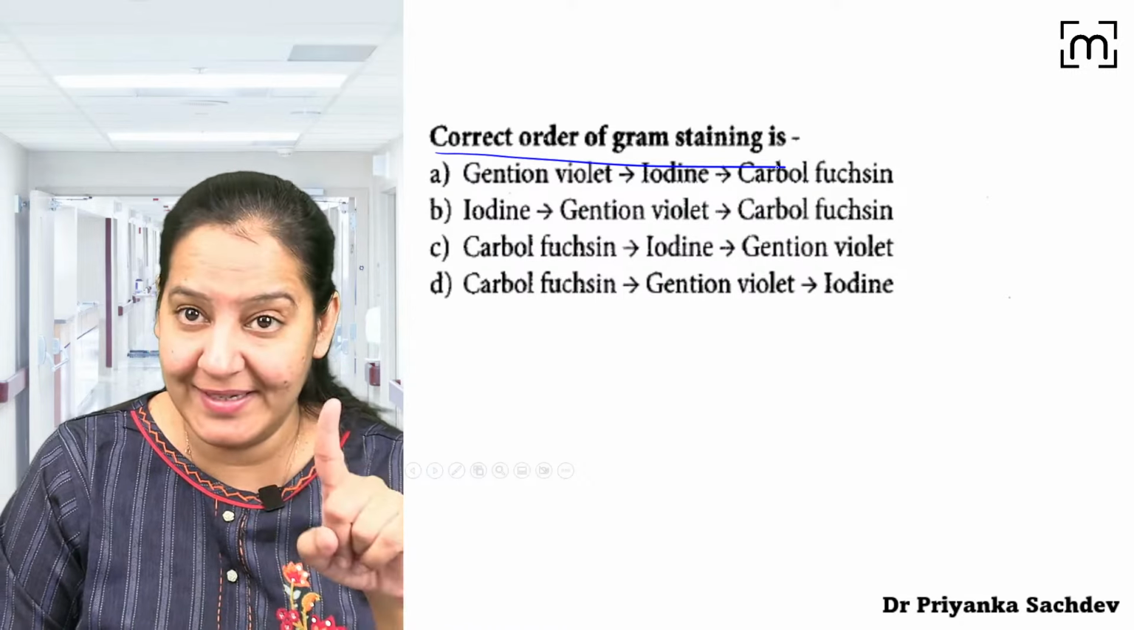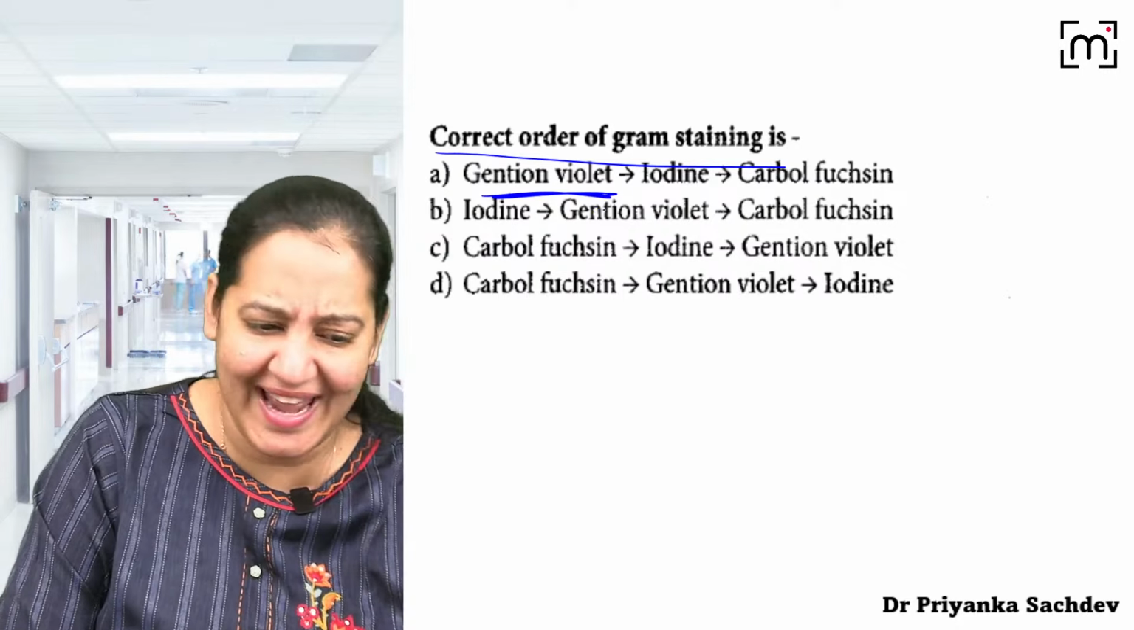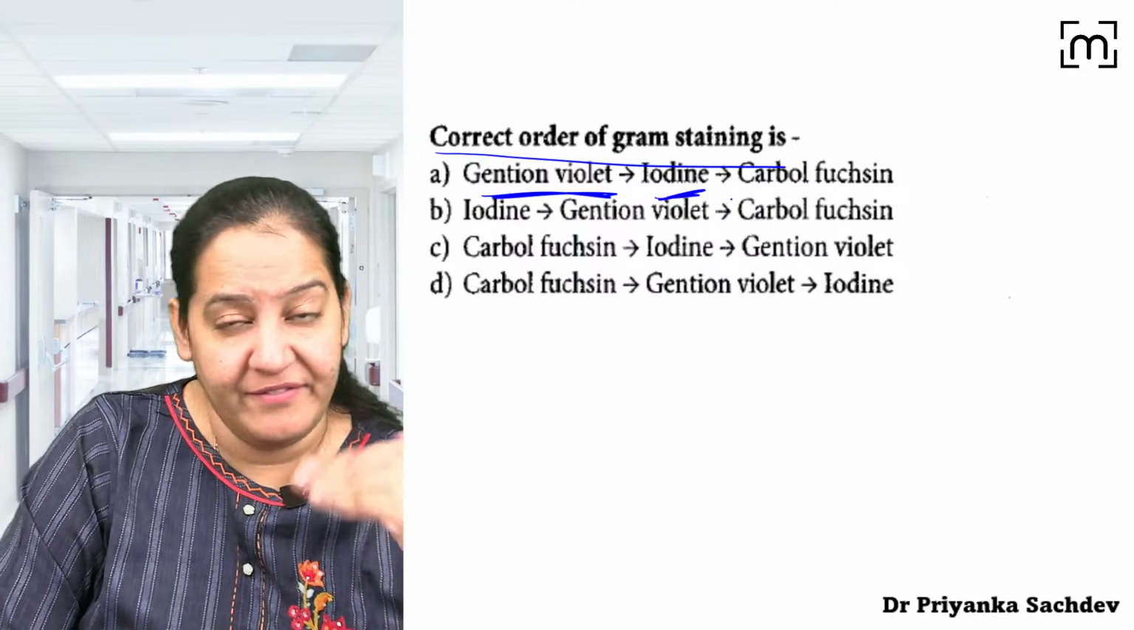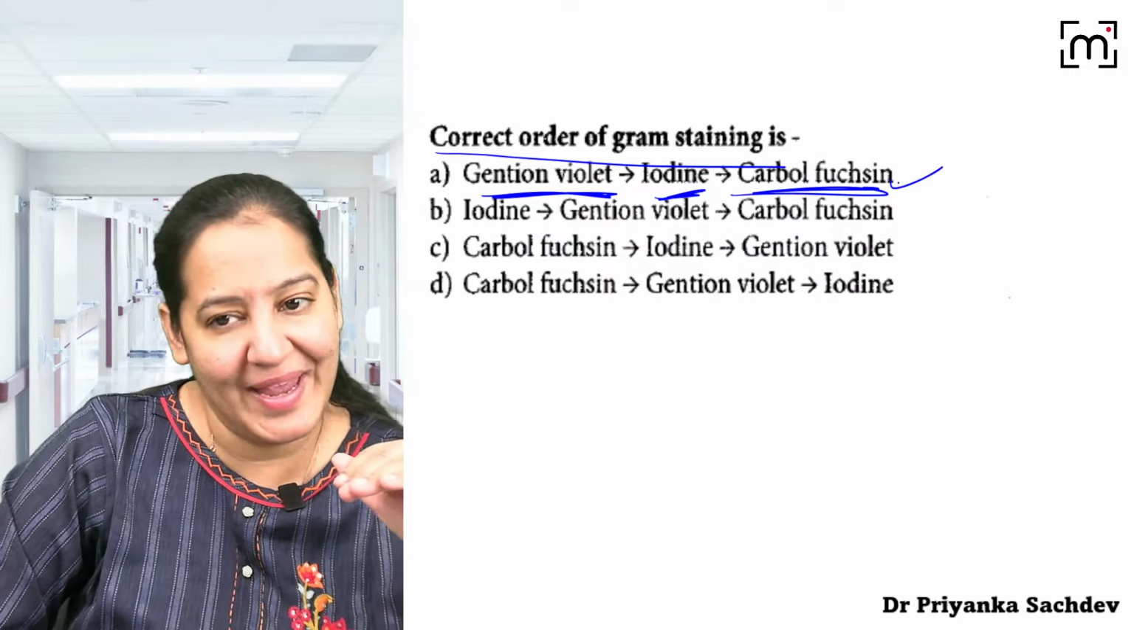The primary stain is a violet stain. Yes, so start with a violet stain. Yes, gentian violet, crystal violet. Any violet will work, followed by iodine, which is the mordant. Acetone alcohol decolorizer is not given here, followed by the secondary stain. So A is the correct answer.